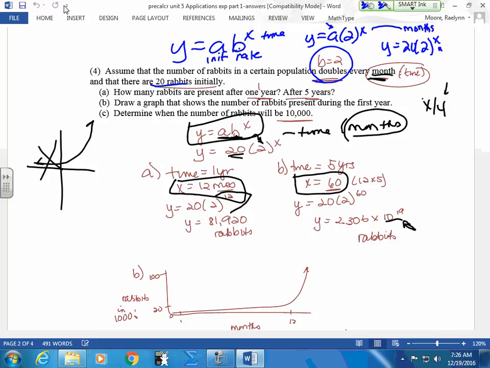This part says determine when. So I'm looking for X, my time in months. In how many months will my rabbit population be 10,000? Put that in your Y2, 10,000.